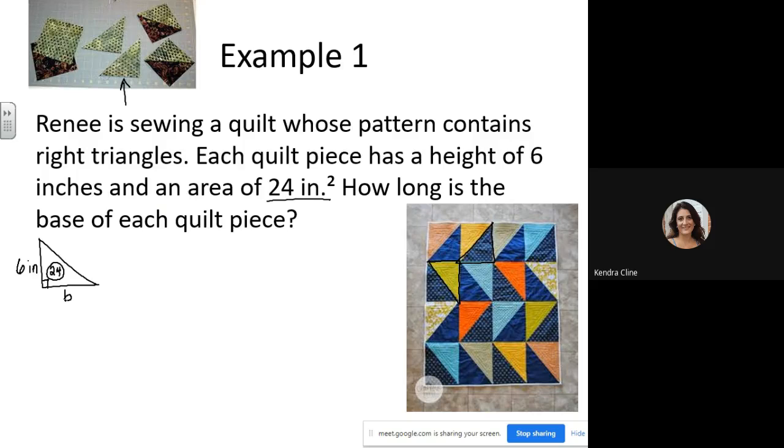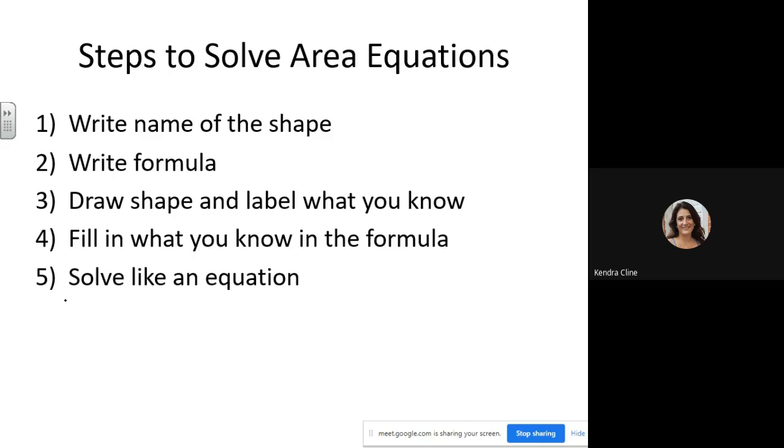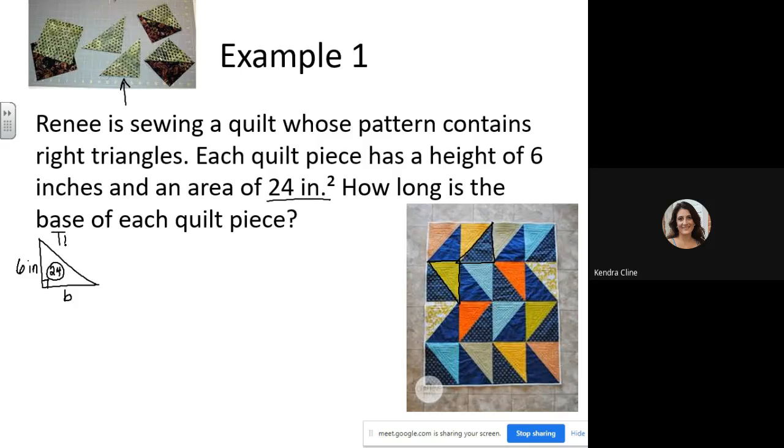Okay, so what I need to do next, if we go back to the steps, it says name, write the name of the shape. Draw, I sort of skipped a step, draw the shape and label what you know, and then write the formula. This is a triangle. So we're going to write triangle, draw our triangle, label what we know, and then I always like to just go ahead and write my area formula for a triangle, which is 1/2 base times height.